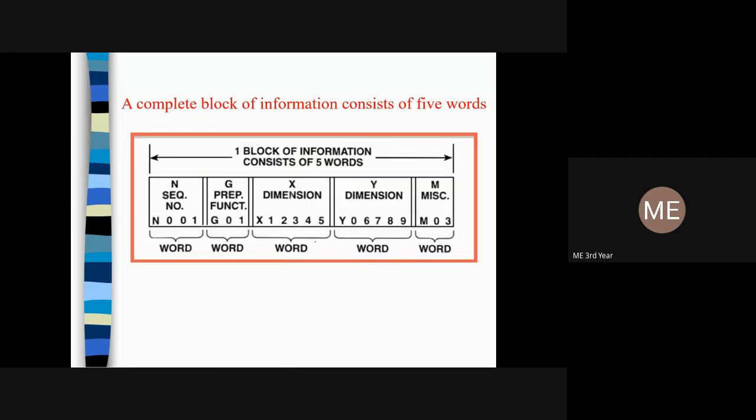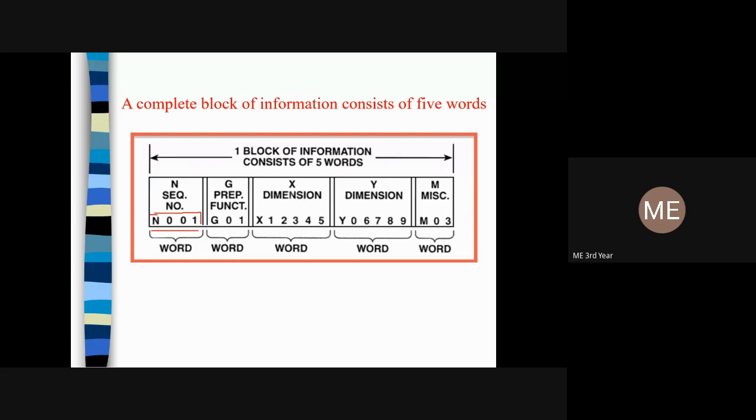So cutter radius compensation is sometimes needed, and this is the sequence of operation of the G code. The first word is the sequence number. This is important because if some kind of error occurs in the programming and you have not given the sequence number, then the machine control unit will not understand in which line the actual error is. So for that reason you have to mention a sequence number with any kind of code you mention.